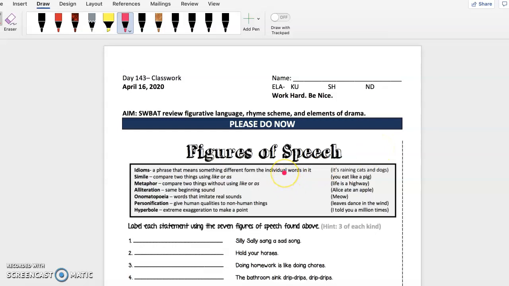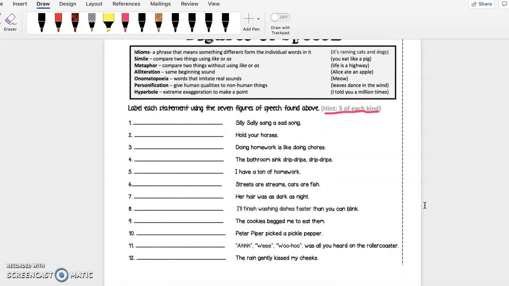Now, for this PDN, you have to read each statement and label which figure of speech it is. And they actually give you a hint. It says three of each kind, except I'm not really sure if that's the case. But let's go ahead and begin. We're going to try our best together.